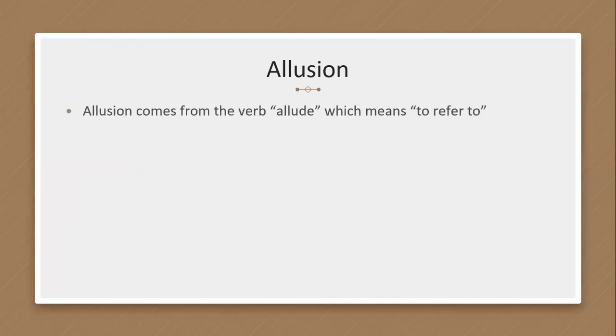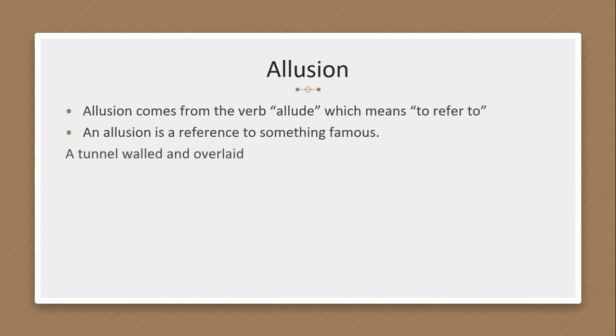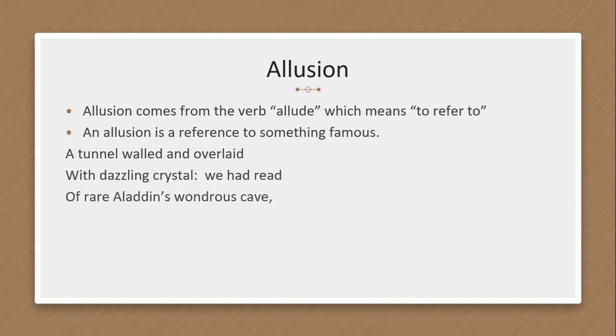An allusion comes from the verb allude, which means to refer to. An allusion is a reference to something famous. Now let's read an example below. "A tunnel walled and overlaid with dazzling crystal we had read, of rare Aladdin's wondrous cave, and to our own his name we gave." From Snowbound.